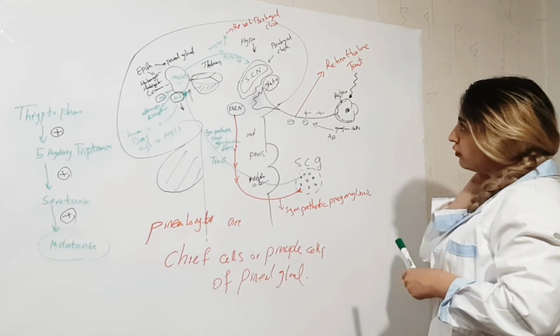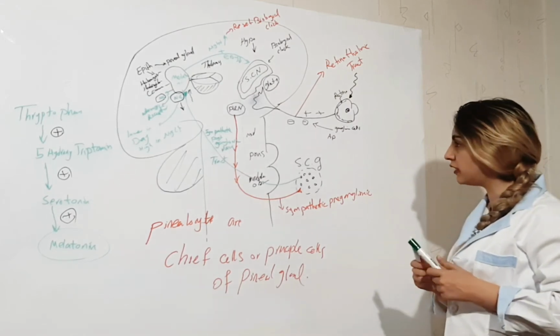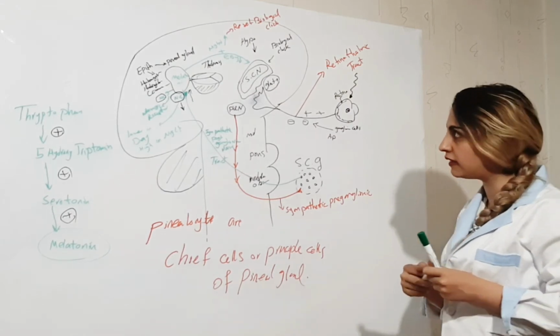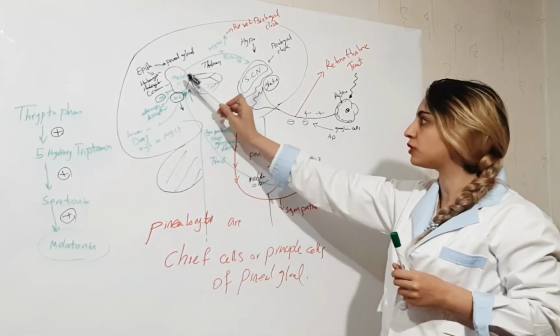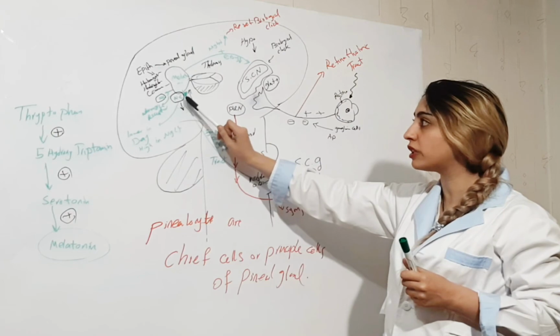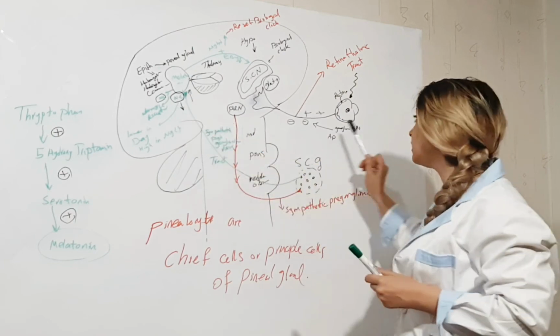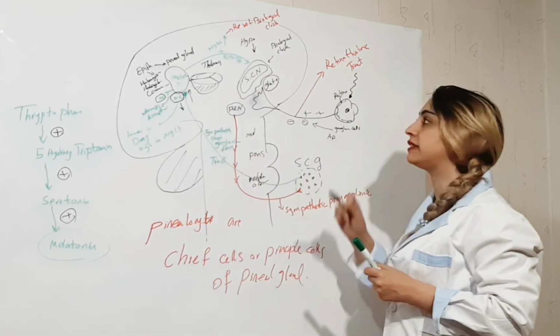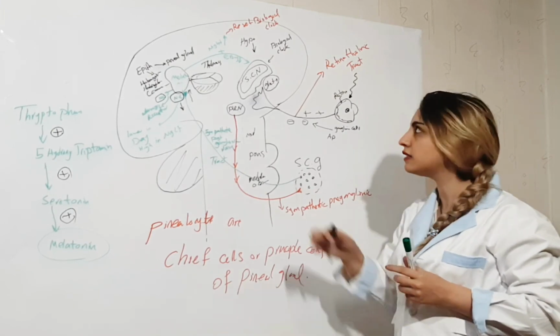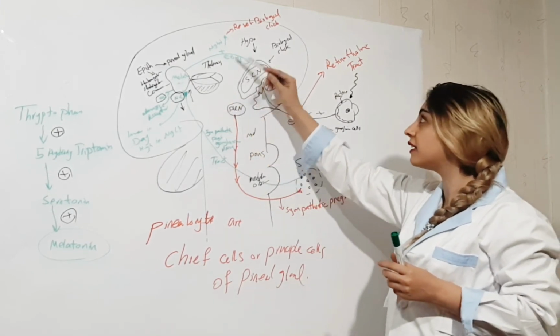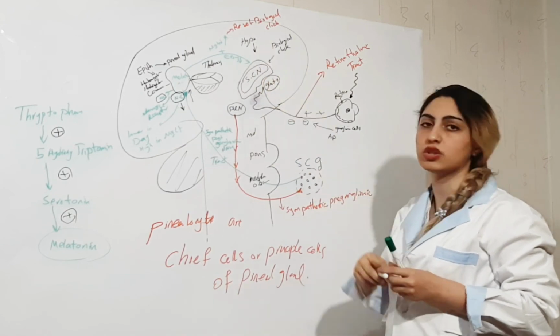So all in all, that was whatever I wanted to tell you in this video about the pineal gland. So all in all, what does the pineal gland do? It produces melatonin, but it depends on norepinephrine, and this norepinephrine depends on day or night. If it is day, it is less. If it is night, it is a lot, and if it is night, then it will reset the biological clock.